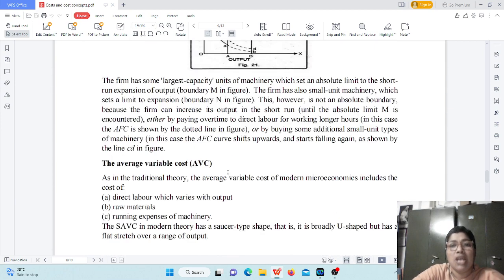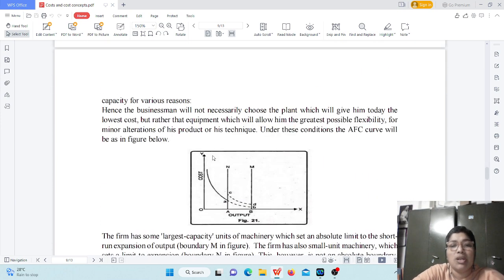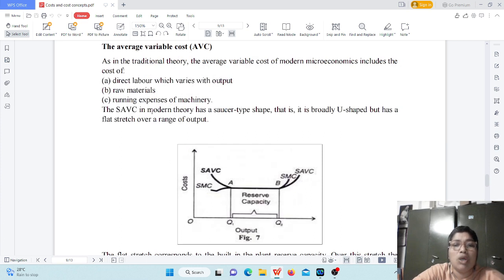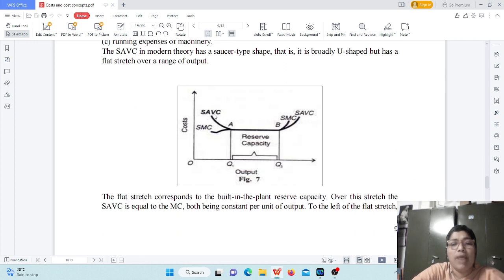Okay, so we have now seen the shape of the short-run average fixed cost and the shape of the short-run average variable cost, which has got a saucer shape. And we have also seen the shape of MC, and why SAVC and MC are falling in the beginning and why SMC and SAVC increase after this stretch of output.